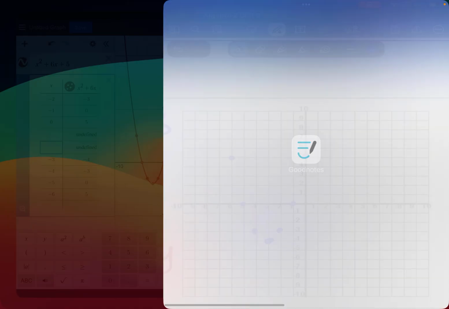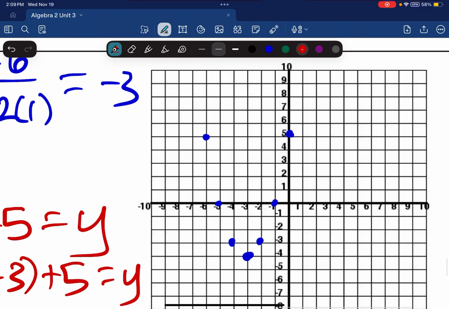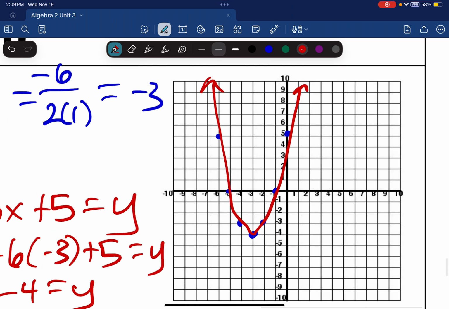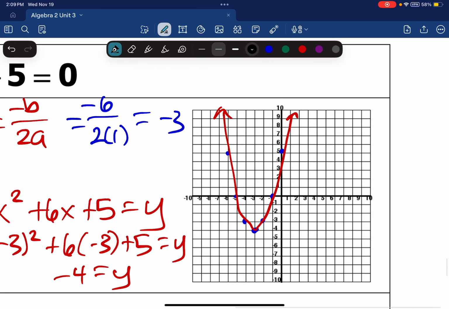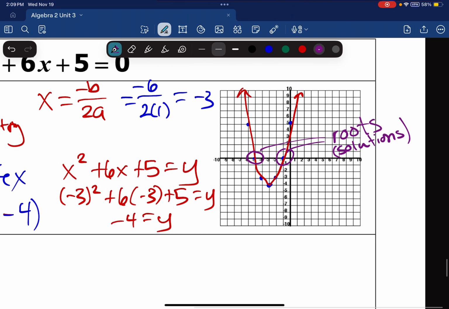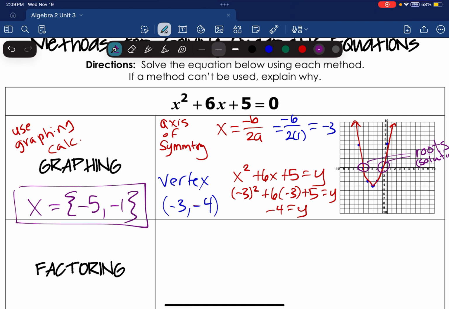I'm going to get rid of my Desmos now. Here are the points. If I have all these points that I can see, I need to plot those points, and then I'm going to draw my curve. That is the graph of this parabola. Now we're going to record the solutions. Remember, the solutions are the two places it crosses the x-axis. These are the roots or our solutions. So when we're writing our solutions, we're going to list out both of those x numbers. X equals negative 5, comma negative 1. It crosses in two places.